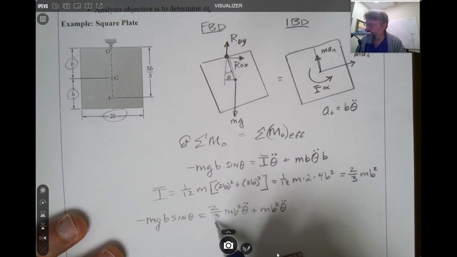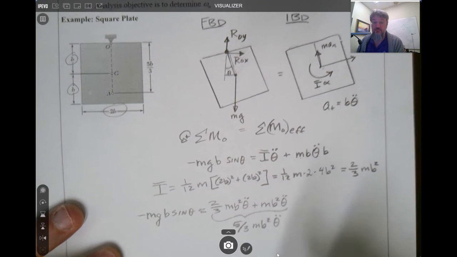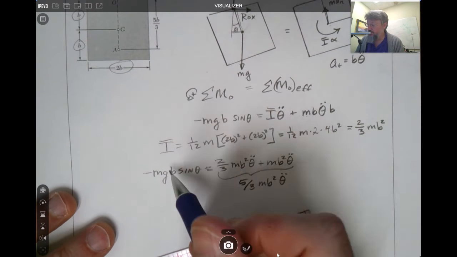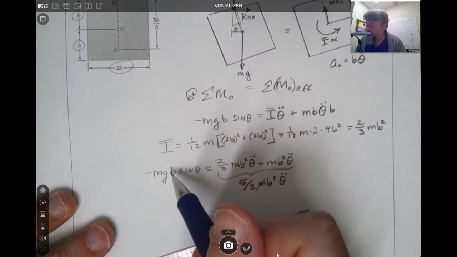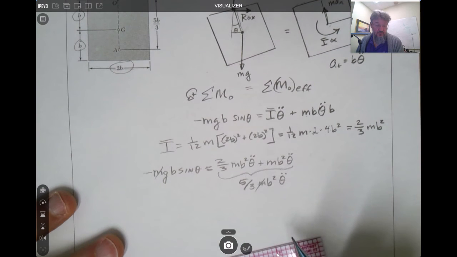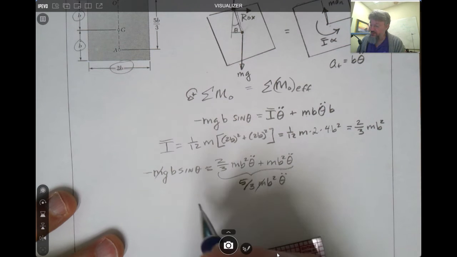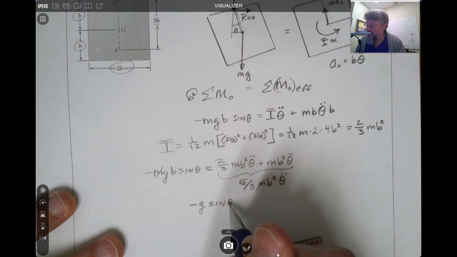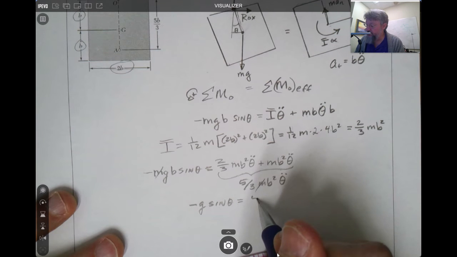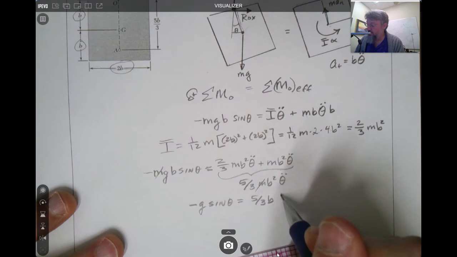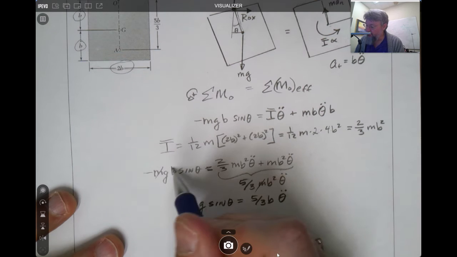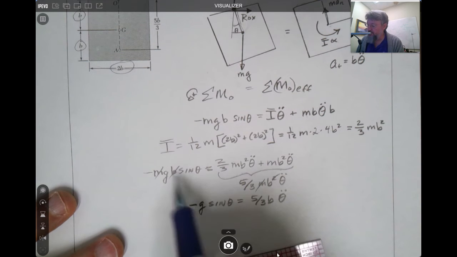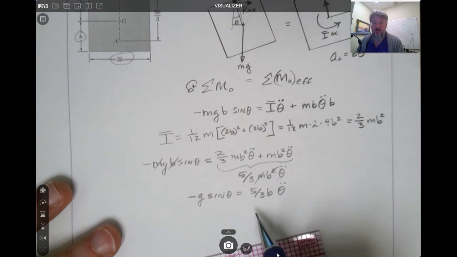Well, you could see that we could combine these together, and we're just going to get 5/3 mb squared theta double dot. We can also, while we're here, get rid of that mass. So we can reduce everything down to negative g sine of theta is equal to 5/3 b. I also got rid of one of the b's right there, got rid of that b and one of these b's right here.